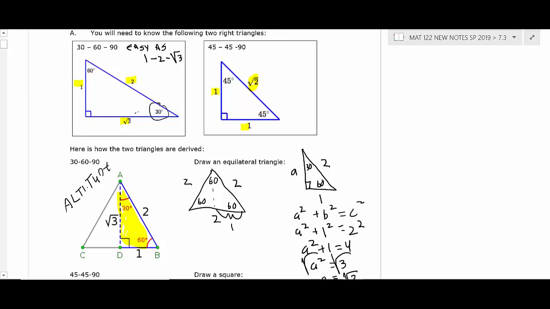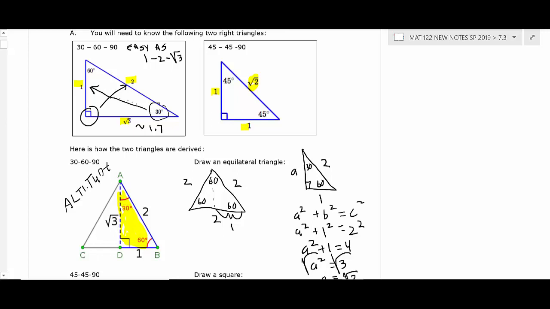This is the smallest angle, and that's the smallest side, opposite. This is the biggest angle, so the biggest side is opposite like that. Square root of 3 is really about 1.7, so it's in the middle of 1 and 2, so it's opposite the middle angle.